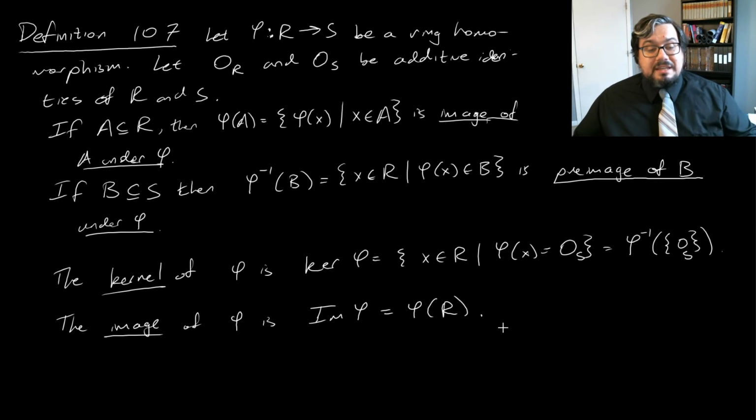All right, so all of these definitions are nearly exactly the same as the ones that we had for groups. In fact, they are exactly the same if we think of R and S as simply being groups under addition, and phi as being a group homomorphism, which of course it is because it has to respect addition.